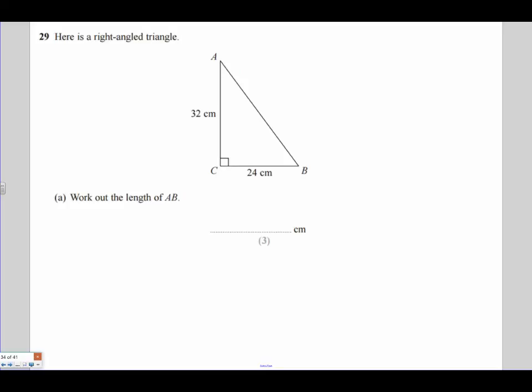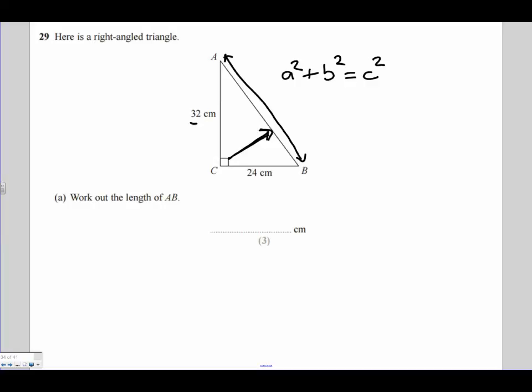Final question, question number 29. And part A, we need to work out the length of the side AB. And we have a right angled triangle. So whenever you have a right angled triangle, alarm bells start sounding whenever you need to find a missing side, because that is Pythagoras' theorem. Because what he said is the two smaller sides, when squared and added together, is the same as our hypotenuse, which is opposite our right angle. So we can use Pythagoras to work out the length of A to B.